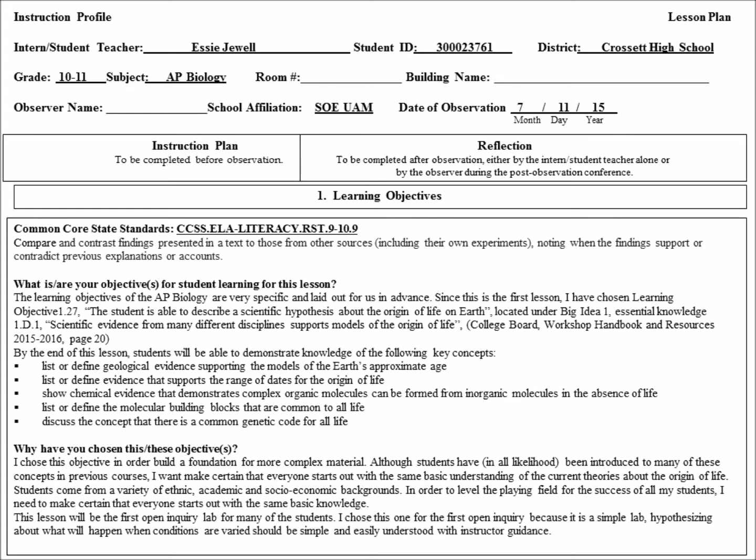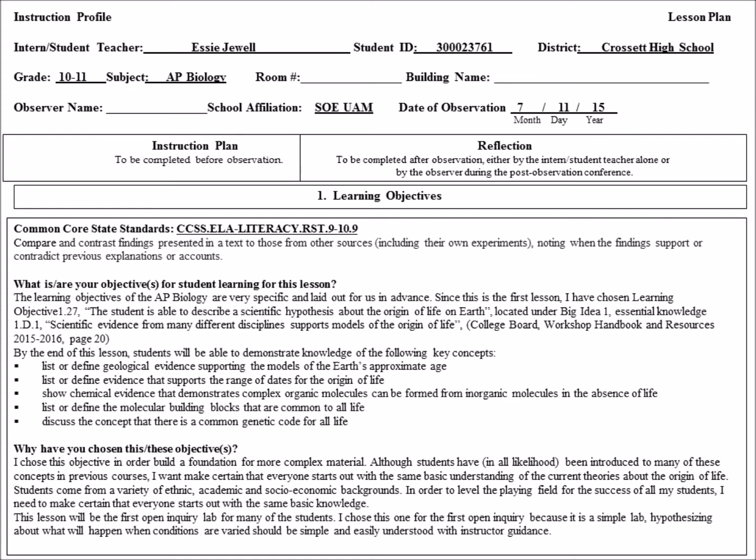By the end of this lesson, students will be able to demonstrate knowledge of the following key concepts. List or define geological evidence supporting the models of the Earth's approximate age. List or define evidence that supports the range of dates for the origin of life. Show chemical evidence that demonstrates complex organic molecules can be formed from inorganic molecules in the absence of life. List or define the molecular building blocks that are common to all life. Discuss the concept that there is a common genetic code for all life.